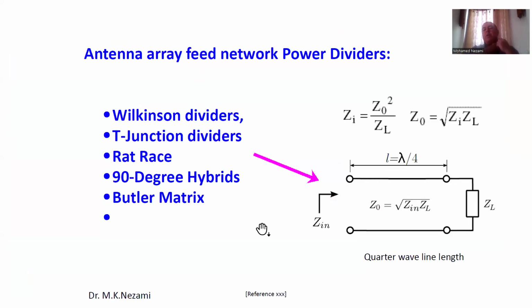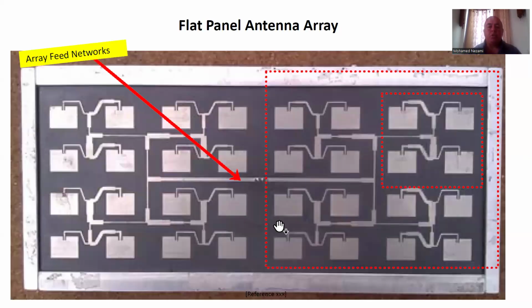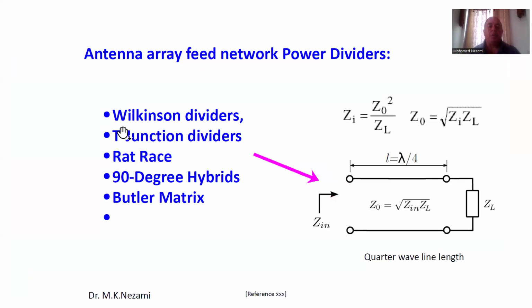What are these dividers that we use? What distributes the signal to the antennas are dividers or signal splitters. Now, these are all passive, and they can be various types. They can be as simple as a T-junction like you see in here. They could also be Wilkinson dividers, rat race hybrids, 90-degree hybrids, or a Butler matrix. All of these follow one thing in common, which is the principle of a quarter wave transmission line.